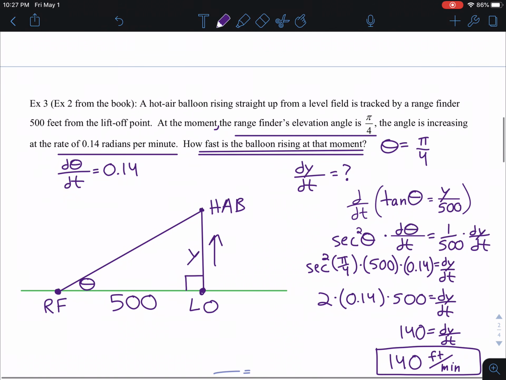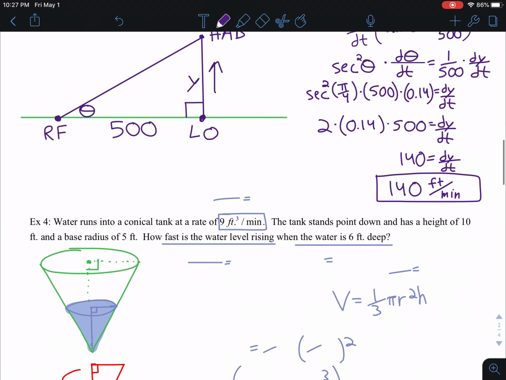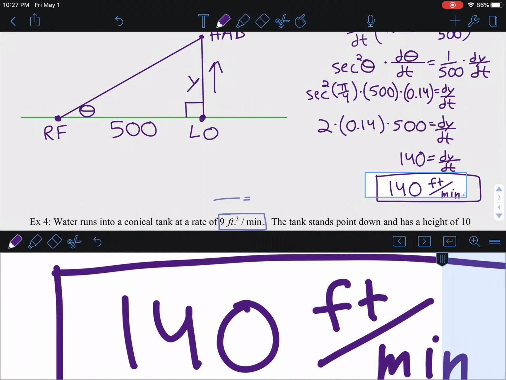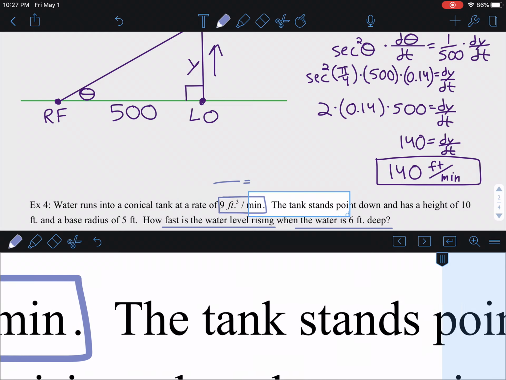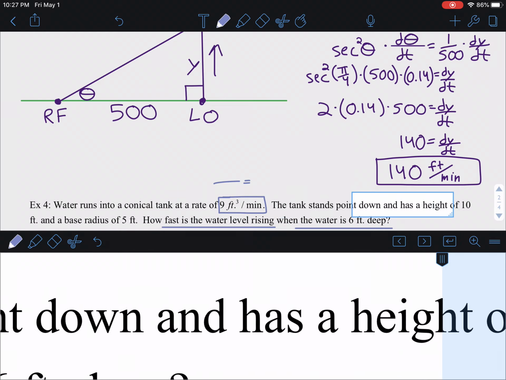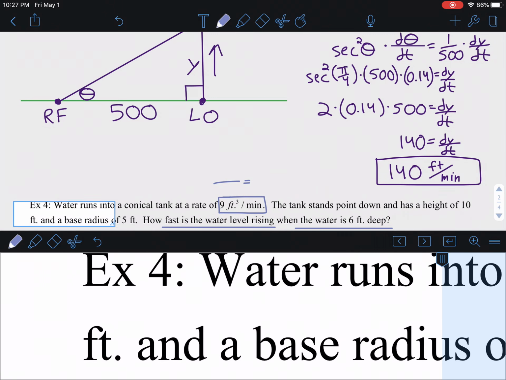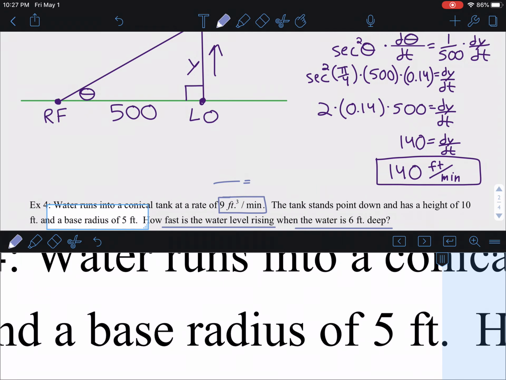All right. Okay, let's look at example 4. This is a fun one. Water runs into a conical tank at a rate of 9 feet cubed per minute. Okay, so a couple of things. The tank stands point down and has a height of 10 feet and a base radius of 5 feet.